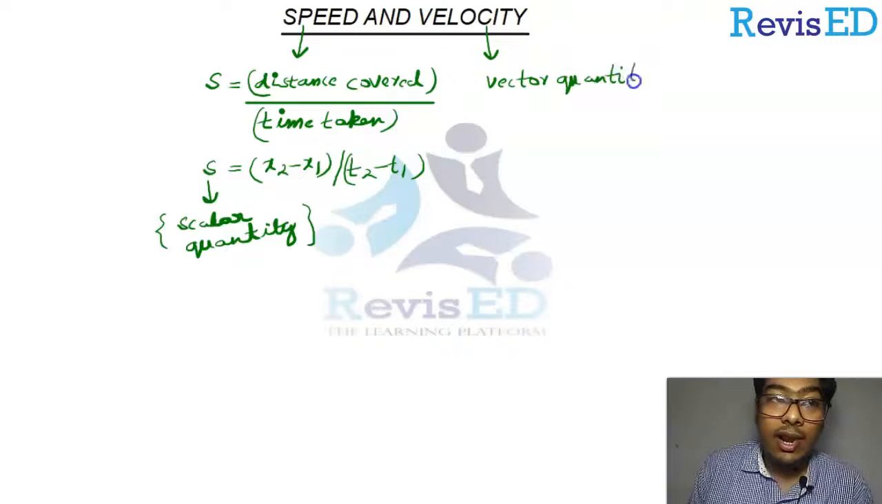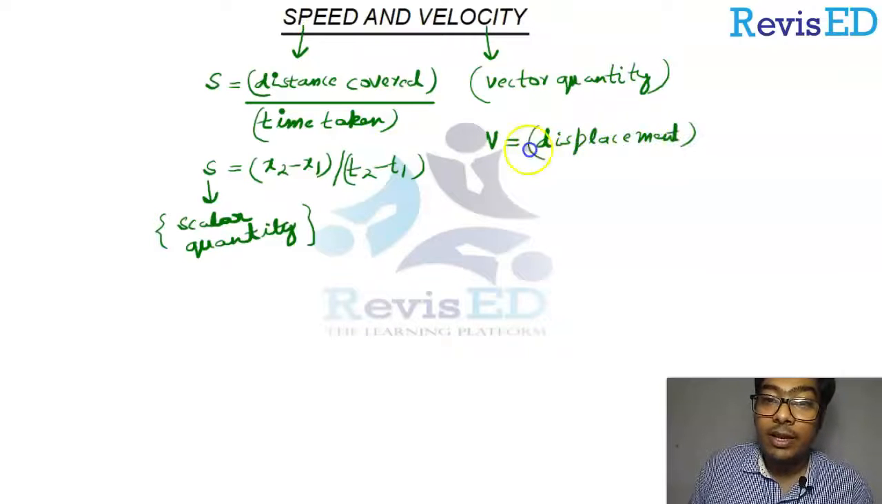Velocity is a vector quantity because velocity has both magnitude and direction. Why does velocity have both? Because it is a function of displacement. So velocity is equal to displacement divided by time taken.